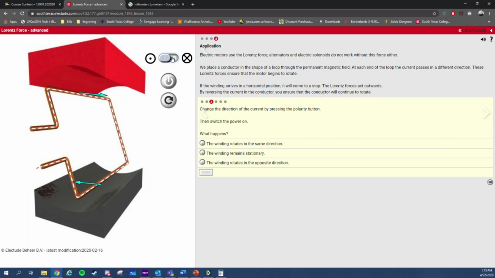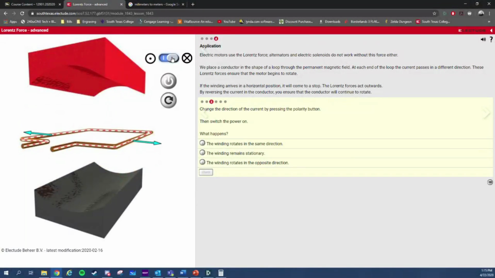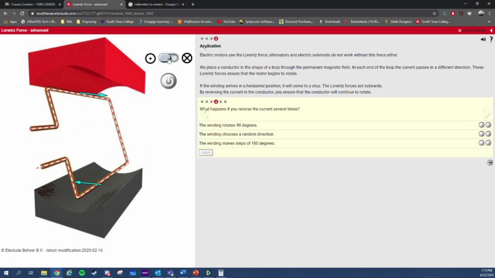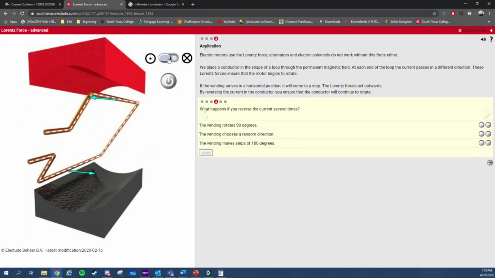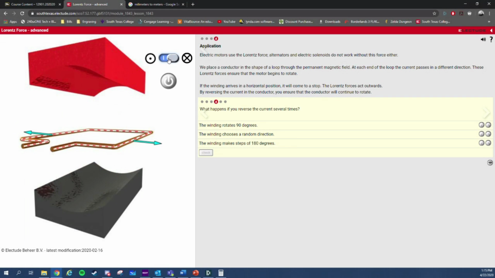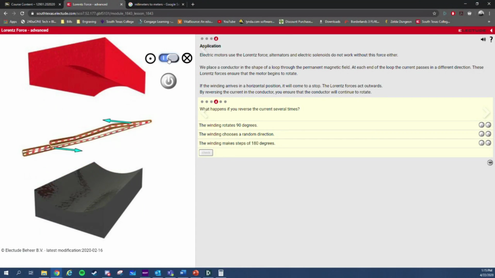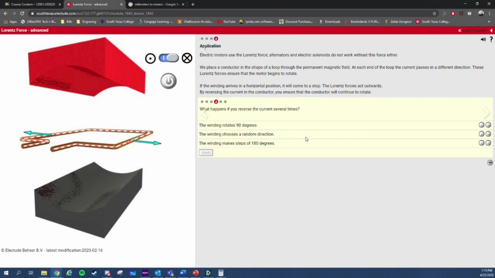So all it's doing is changing the rotation direction of the actual force. The windings rotate in the opposite direction. What happens if you reverse the current several times? Turn it on. It changes 180 degrees in a random direction. Yeah, so it'd be a random direction, 180 degrees.